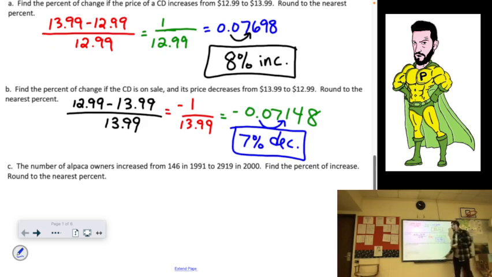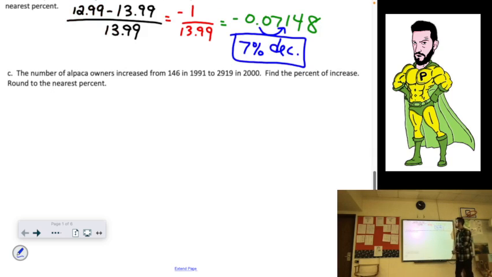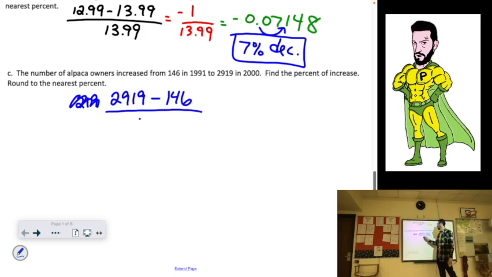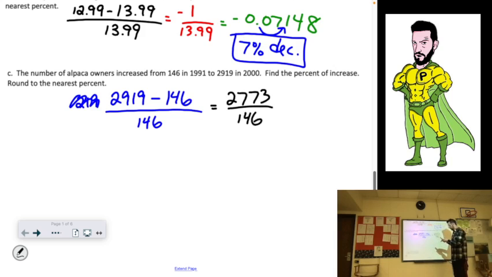opposite there. And the number of alpaca owners increased from 146 to 2919. Find the percent of increase. The new number is 2919 minus the old is 146 over the old of 146. Thank goodness calculators make our lives easier oftentimes. Minus 146 is 2773 over 146. Divided by 146.